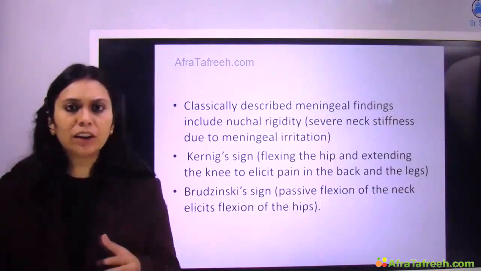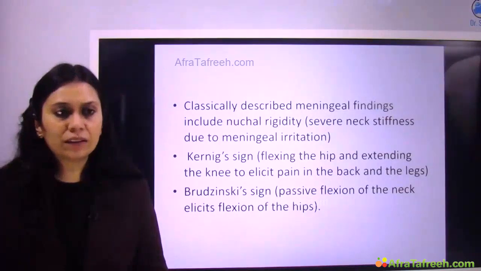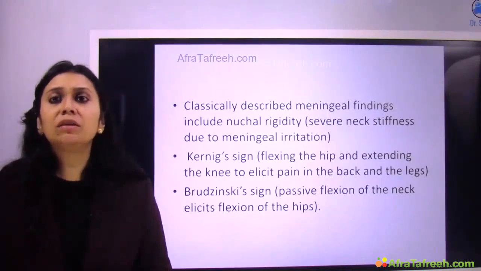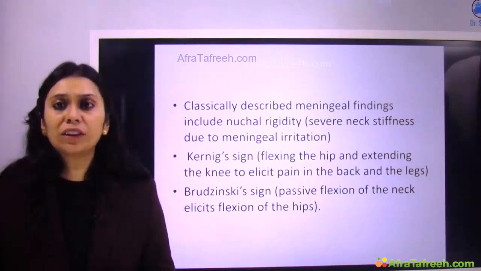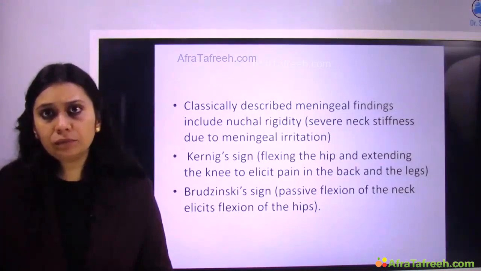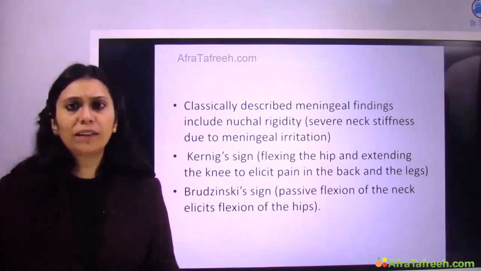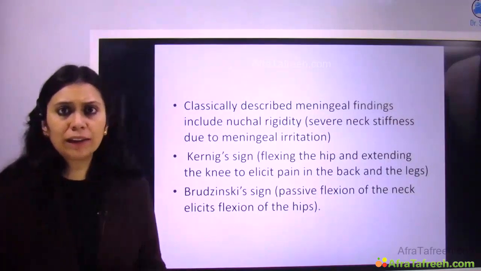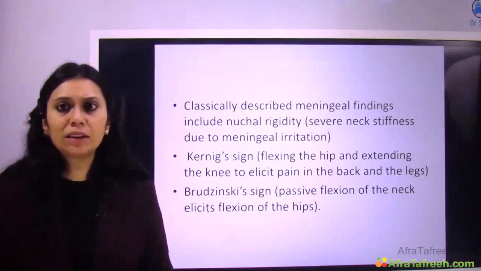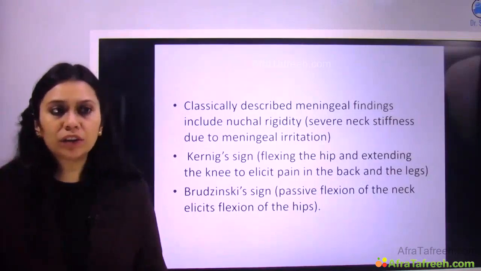Now, classically described meningeal findings like nuchal rigidity, neck stiffness, right? Severe neck stiffness is due to meningeal irritation. So during physical examination we may see neck stiffness, right? Again, this may not be present in every patient. There are a few examinations which are done, like Kernig sign and Brudzinski sign, which are used for diagnosing meningeal irritation.